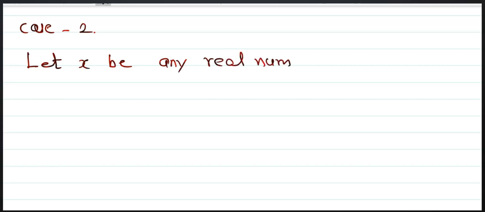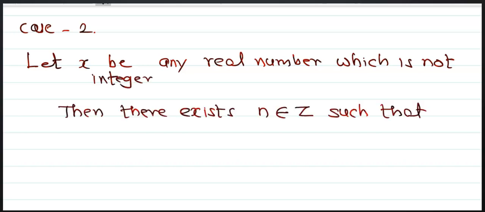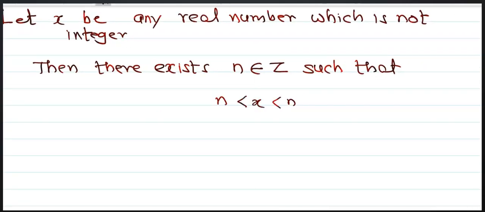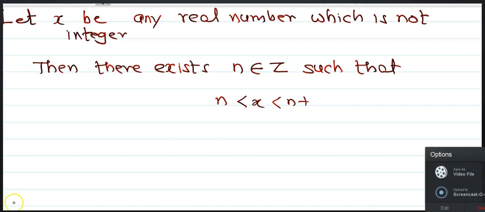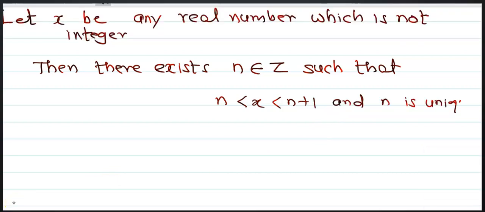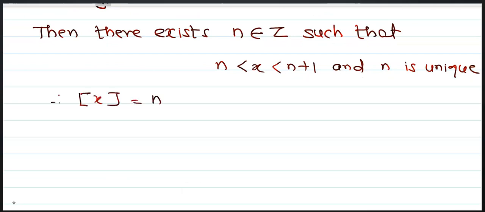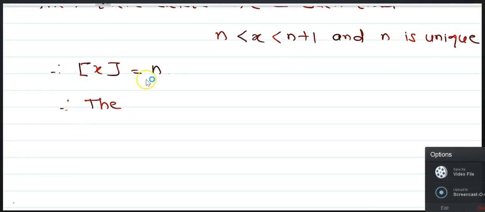Now, next is case 2. Let x be any real number which is not an integer. That is, it is a fraction. That is, the value of x lies between n and n plus 1, where n belongs to Z, the integers. Then what will happen there? It is a fraction. n is unique. Therefore, the integral part of x is n. It is always less than or equal to, but here we will take the less than. And that's why the integral part of x is n.